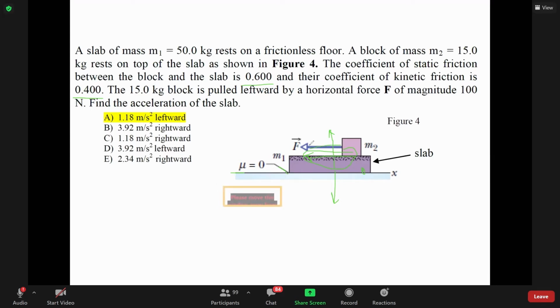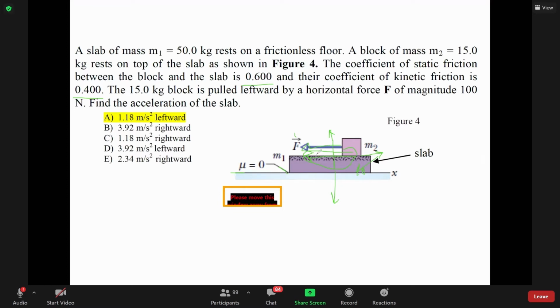The 15 kilogram block is pulled leftward. This force will pull the block. There is a friction on the block here. By a horizontal force of 100 Newtons. This force of 100 Newtons is known. Find the acceleration of the slab, not the block, the slab.